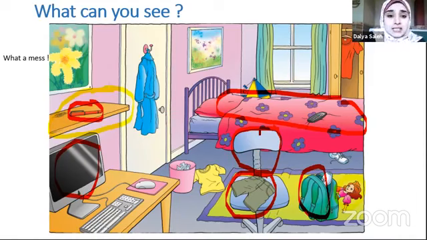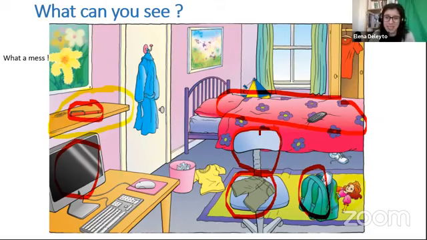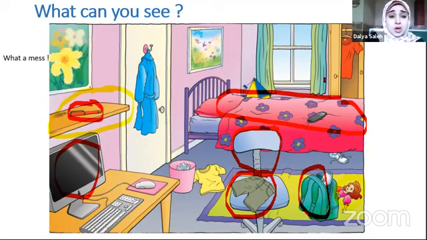Okay, look at this room. Is it tidy or what? Can you see a tidy room? No, what a mess, Dalya. It's a total mess. Yes. What a mess, what a mess. Okay, what a mess. What does it mean, what a mess?